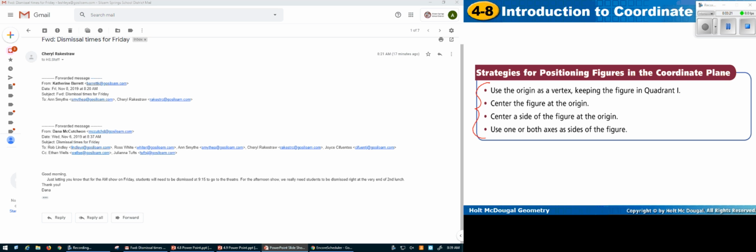Basically, the first strategy is you want to try to keep all your coordinates positive. You don't want to try to do a proof with a bunch of negative numbers. And so the best way to keep all your points positive is to use the origin as one of your vertices and keep the figure in the first quadrant. Remember, it's quadrant 1, 2, as you go counterclockwise, 3, 4. You want to keep your shape in that upper right-hand first quadrant if at all possible, because then that will keep your coordinates all positive, okay?